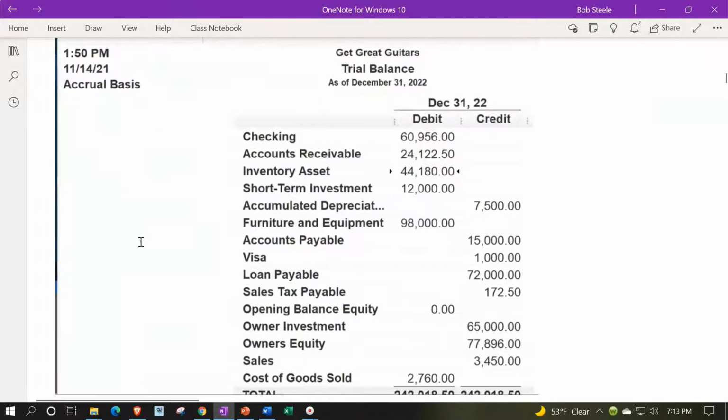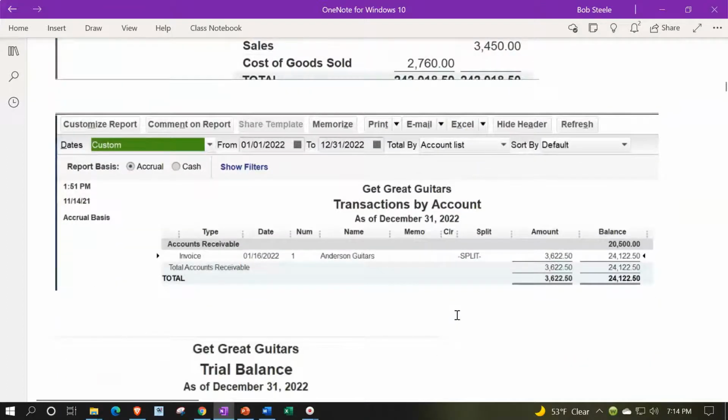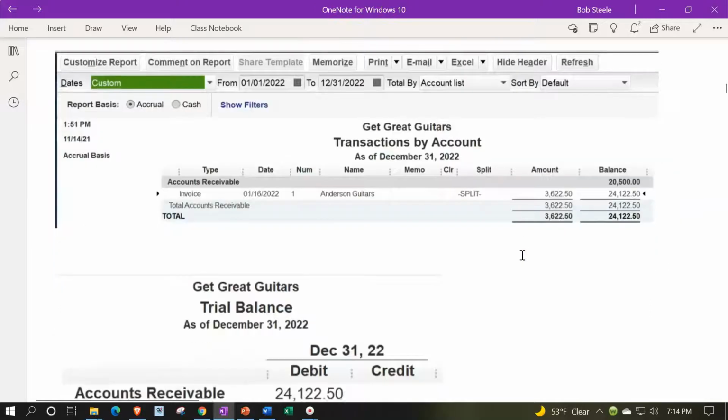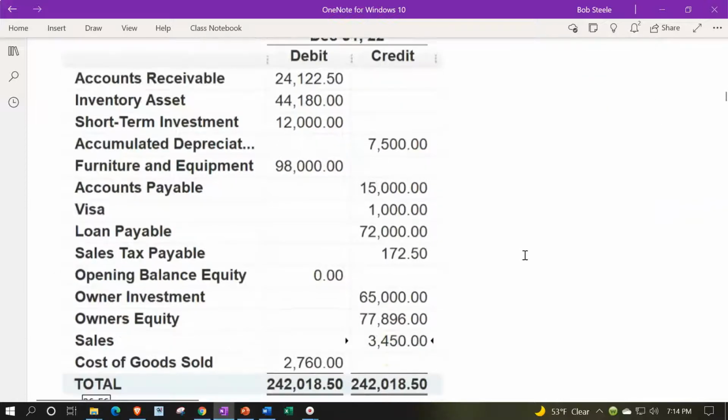Then if we go back to the trial balance, we can look at the accounts that would be impacted, which would include the accounts receivable, the inventory, the sales tax payable, the sales, and the cost of the goods that are sold. If we go into the accounts receivable, we see the invoice that has been created. There is the amount including the sales tax. Back to the trial balance.